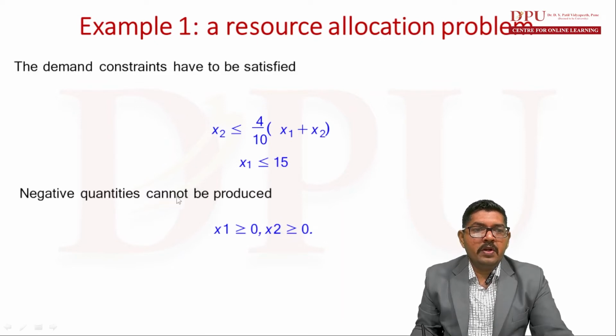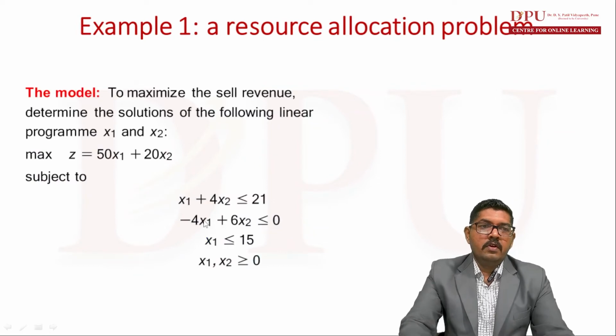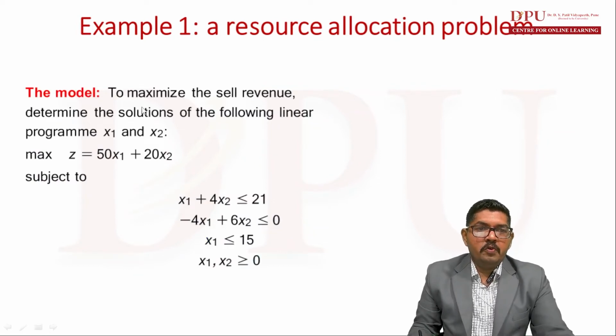Negative quantities cannot be considered, so there is a non-negativity condition. We cannot produce negative quantities of x1 and x2, therefore x1 and x2 have to be greater than or equal to 0. So we have a model now to maximize the sales revenue. Determine the solution of the linear programming problem.